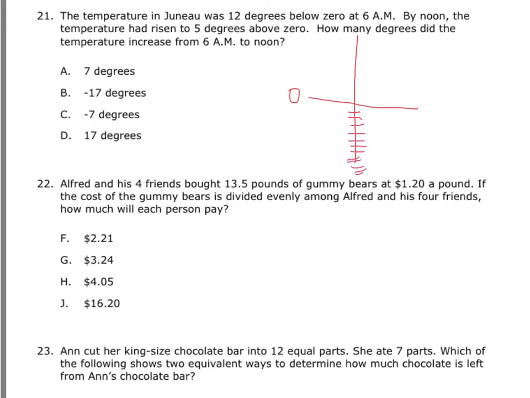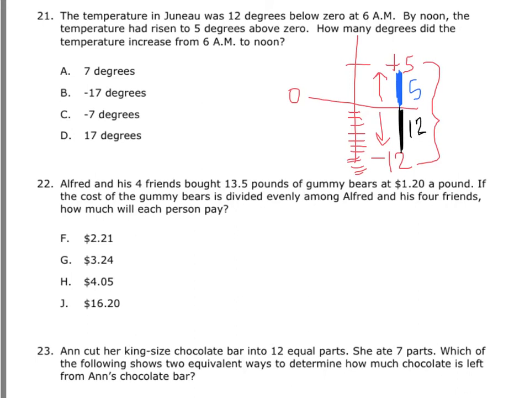All right, I'm going to have all these down there, but really I can just write negative 12. Okay, he's down here at negative 12, and he went up to positive 5. And they're saying, how many degrees are there from here to here? Well, you guys, just from here to here is how many? From 0 to 5 is 5. And from 0 to negative 12, that's 12 degrees.